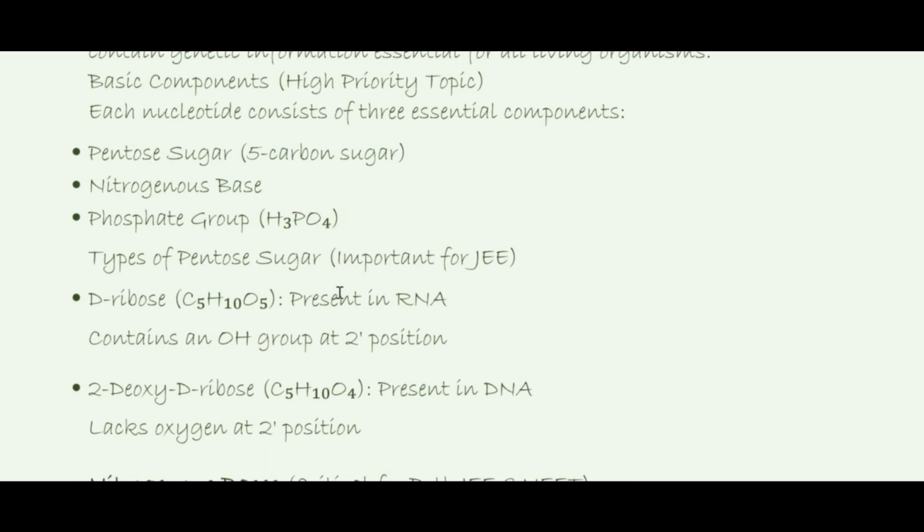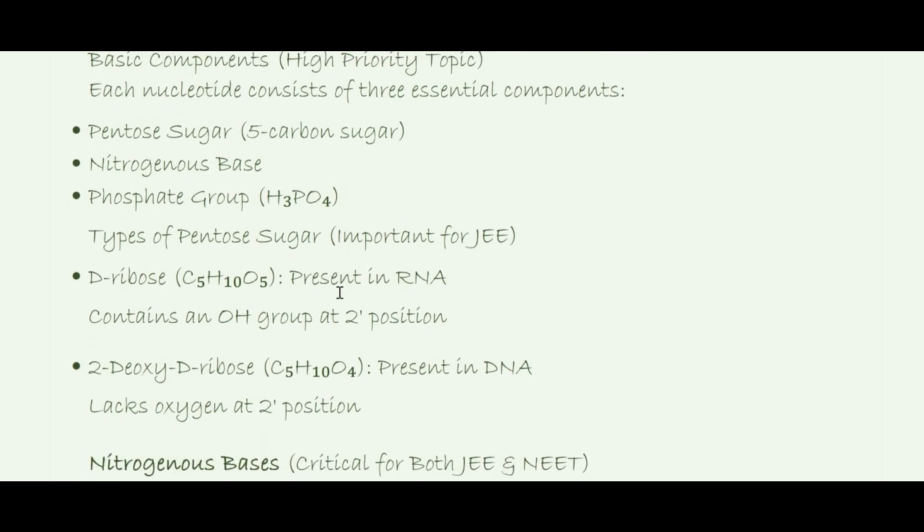First, pentose sugar. That is one of those essential components in nucleic acid. That is a 5-carbon sugar. The second thing is the nitrogenous base. The nitrogenous base can be of two types. One is the pyrimidine base, the other one is the purine base. We are going to see that.